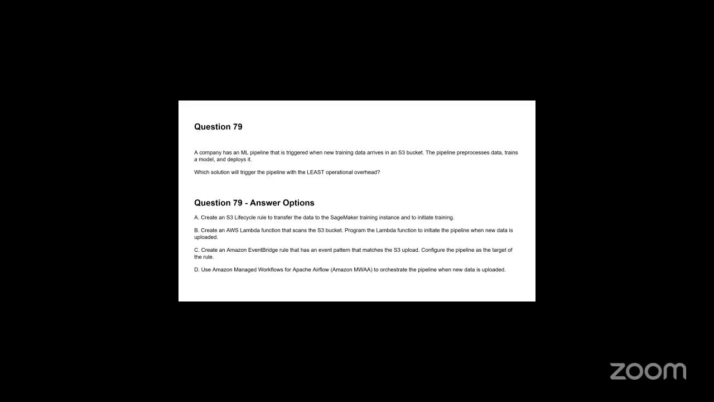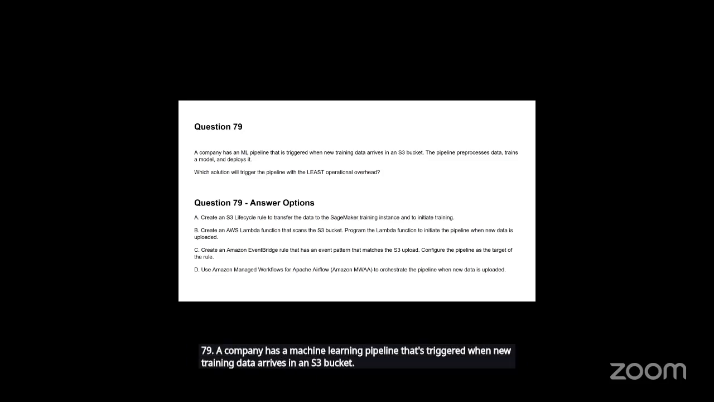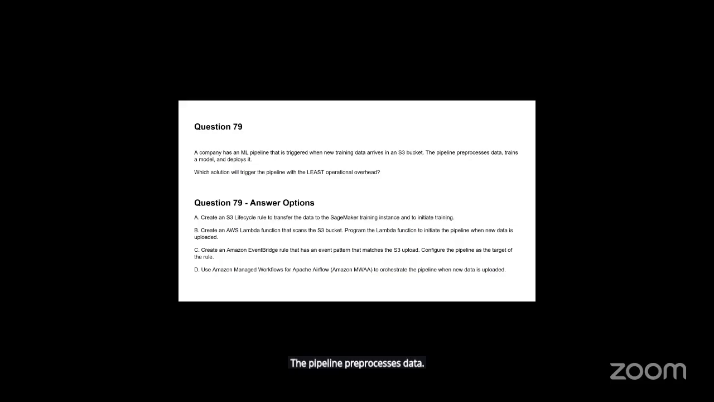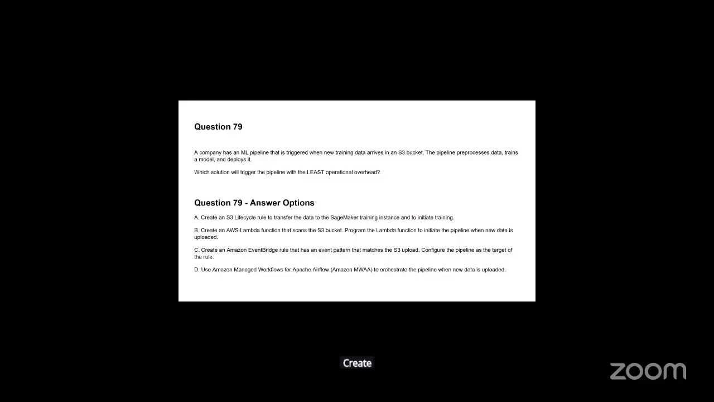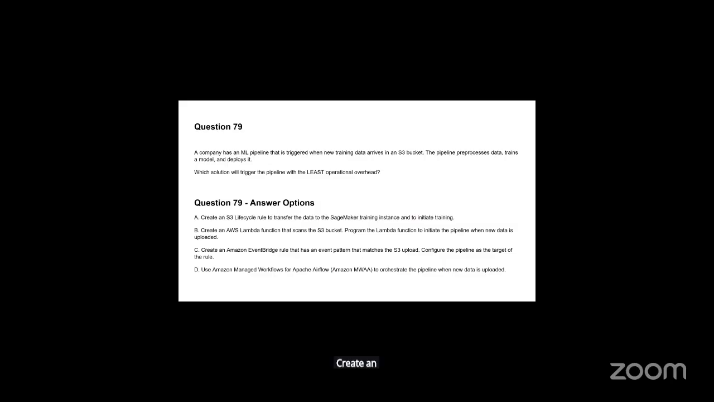79. A company has a machine learning pipeline that's triggered when new training data arrives in an S3 bucket. The pipeline pre-processes data, trains a model, and deploys it. Which solution will trigger the pipeline with the least operational overhead? Create an S3 lifecycle rule to transfer data to SageMaker training. Create a Lambda function that scans the S3, programming the Lambda to initiate the pipeline. Create an EventBridge rule that has an event pattern that matches the S3. Or use Managed Workflows for Apache Airflow to orchestrate the pipeline when new data is uploaded.